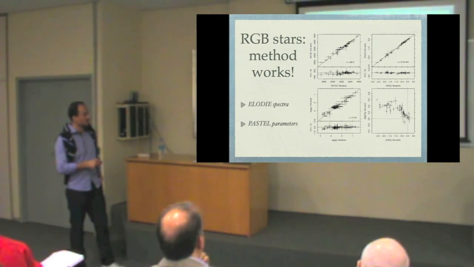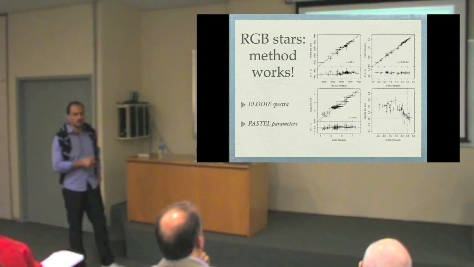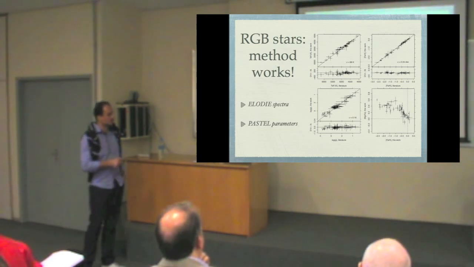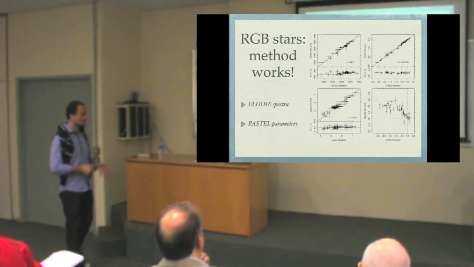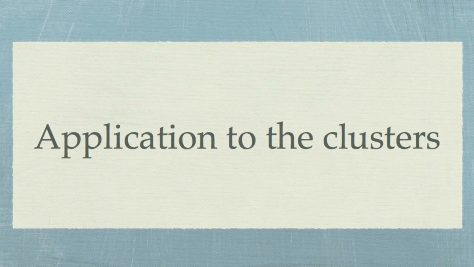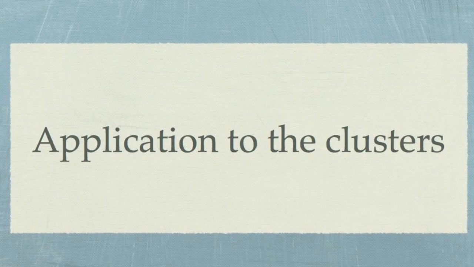You can see that for the whole range of temperatures and gravities for recognized stars, and the whole set of metallicities, we can derive the parameters properly. And here are the residuals, and the sigma is here. So less than 100 Kelvin, 0.04 dex for metallicities, and 0.16 for gravity. So it's very good, so we trusted the method and could go ahead. We applied this method to our set of clusters.